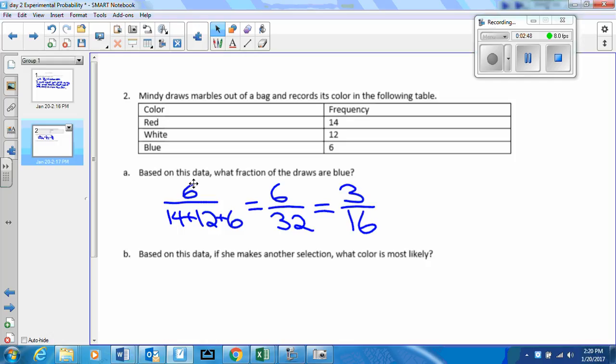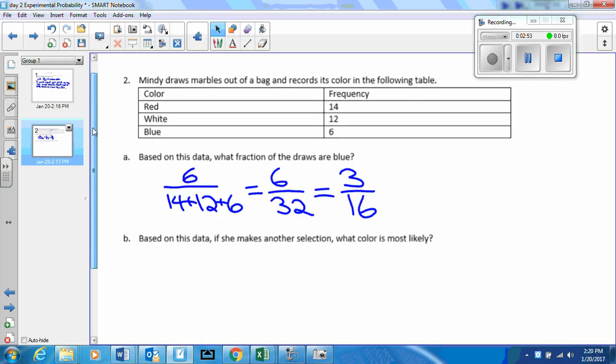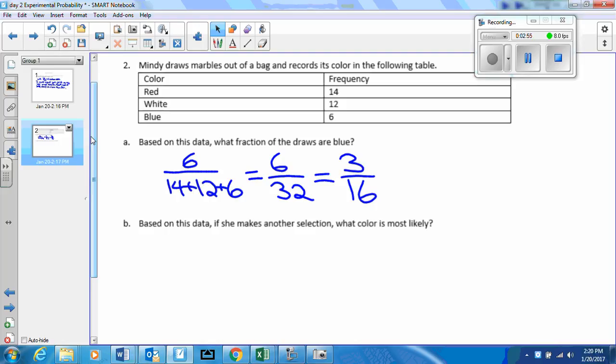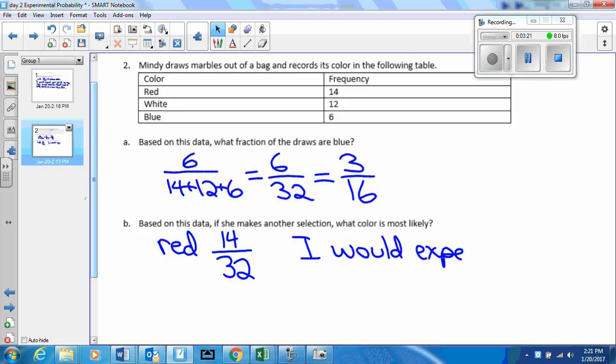Based on this data, she makes another selection. What color is most likely? So the most likely color would be the one that has the highest fraction of the draws. So when I look at the data, red has a probability or a fraction of 14/32, which is the highest. So I would expect to receive red.